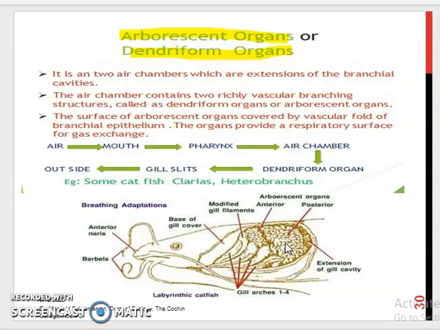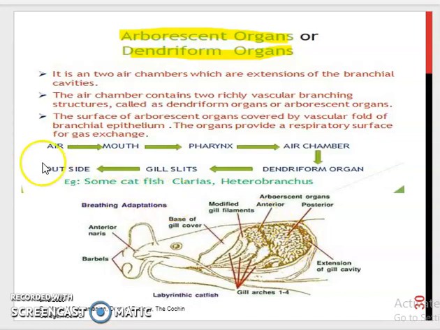The air chamber contains two richly vascular branching structures. These are the branching structures, and they are highly vascular. Vascular means it is rich with a supply of blood vessels. The surface of the arborescent organ is covered by the vascular fold of the buccal epithelium, and the organ provides a respiratory surface for gaseous exchange.